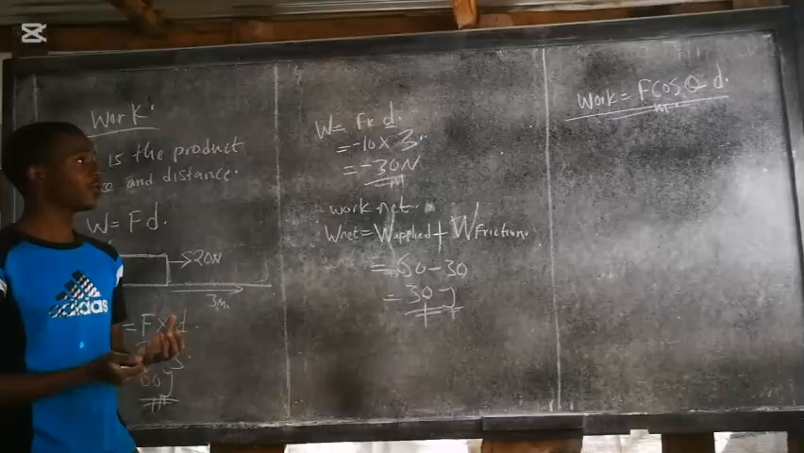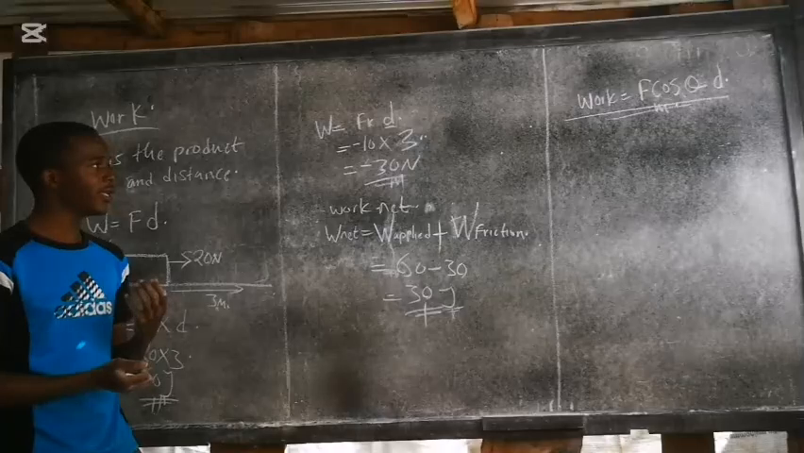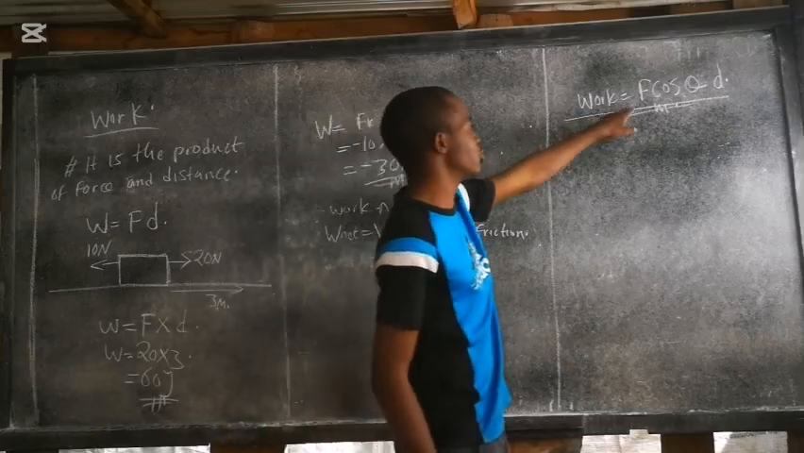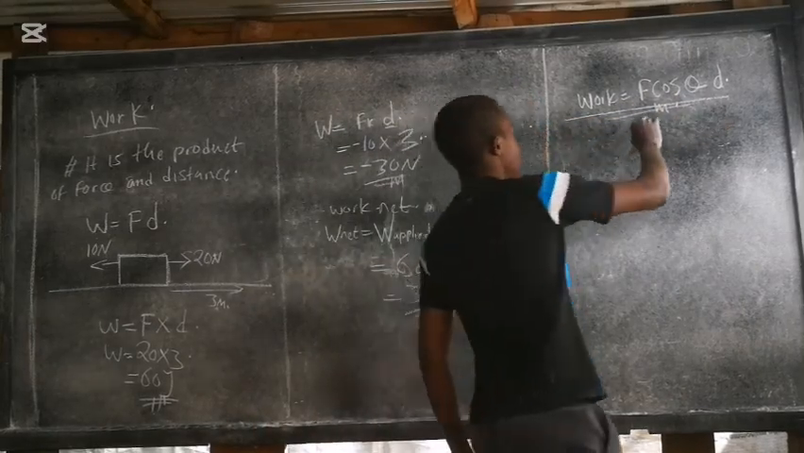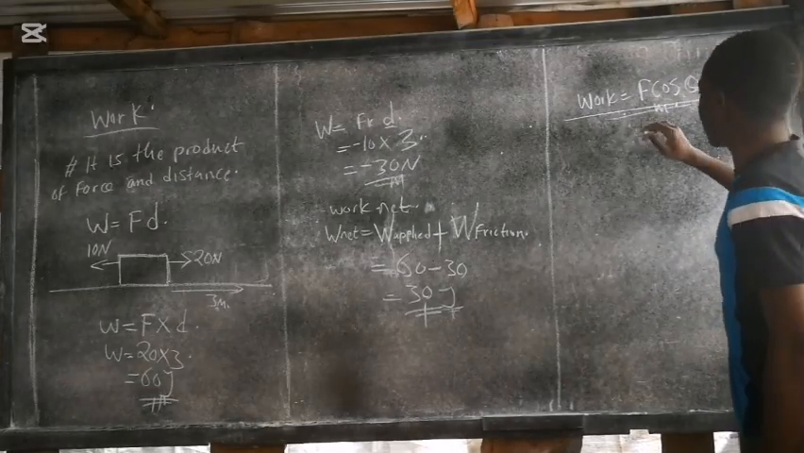The question comes in, why should we say that the general formula is force cos theta times d, that work is equal to force cos theta d? The reason is simple.